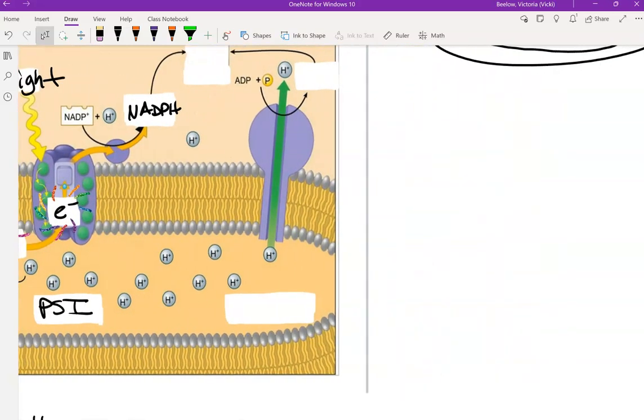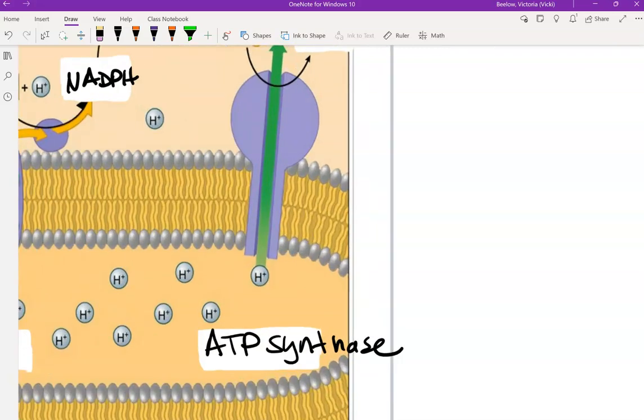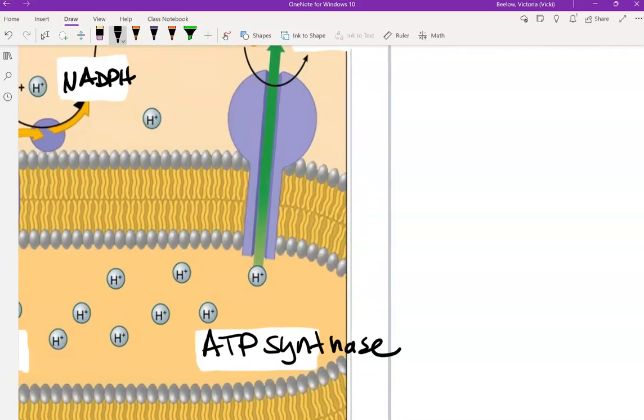So those H pluses will leave through this purple thing right here, which is both a protein channel and an enzyme, and that is ATP synthase. And remember that process of those H pluses moving passively from high to low concentration, that is a type of passive transport called chemiosmosis.